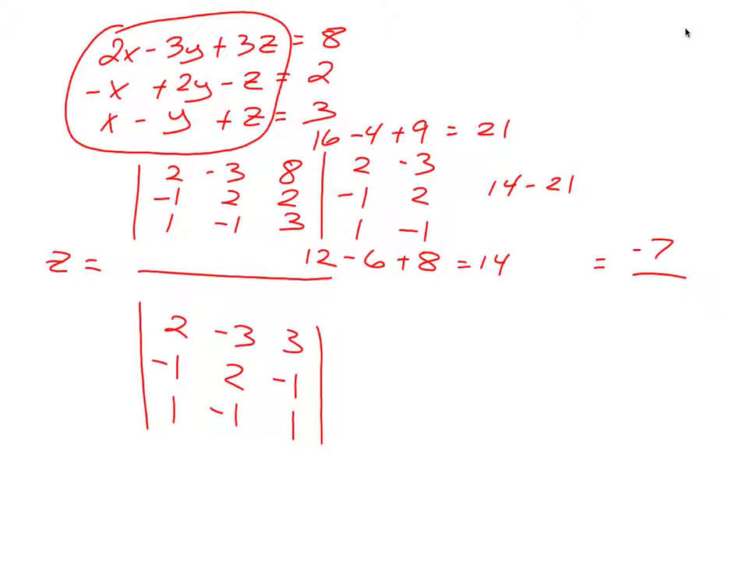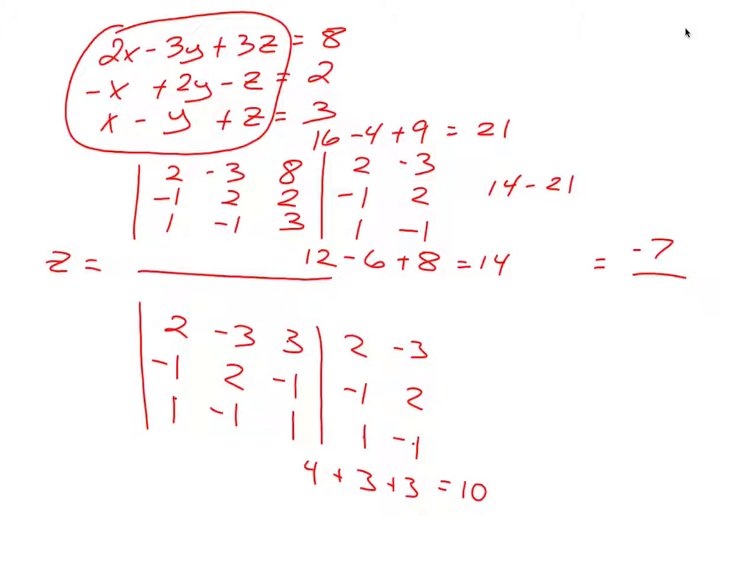I've got to do the same thing on the bottom. 2, negative 1, 1, negative 1, 2, negative 3. 2 times 2 times 1, 4. Negative 3 times negative 1 times 1, 3. 3 times negative 1 times negative 1, 3. So that's 10.